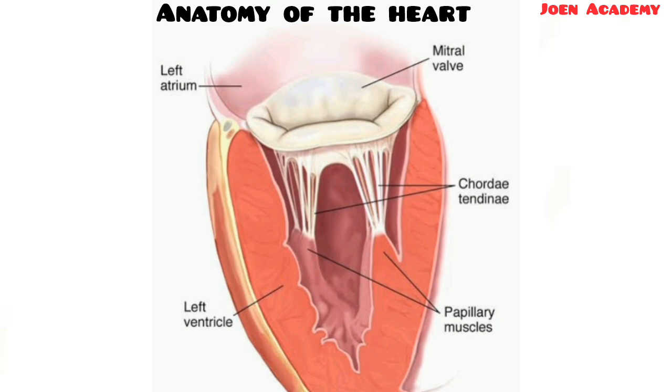These valves are connected to the walls of the ventricle by tendons known as chordae tendineae, which are attached to the papillary muscles extending from the ventricular walls.